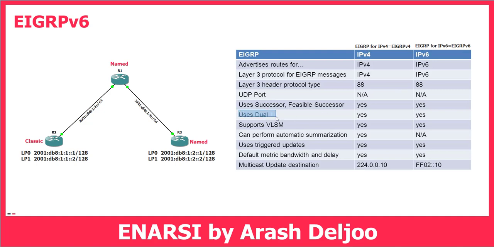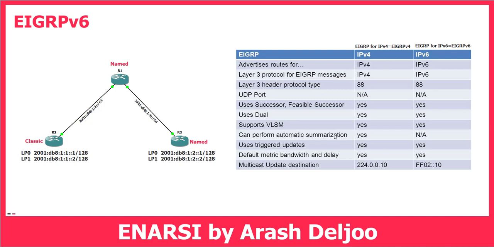Also, DUAL or diffusing update algorithm is available in IPv4, exactly the same in IPv6. Support VLSM or variable length subnet mask. Yes, both EIGRP for IPv4 and EIGRP for IPv6 support VLSM.